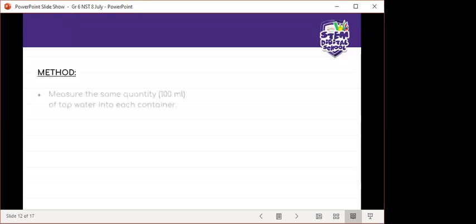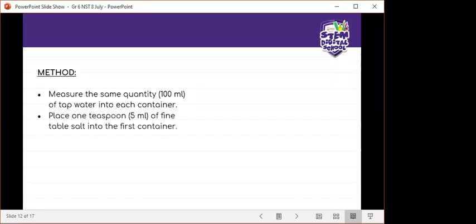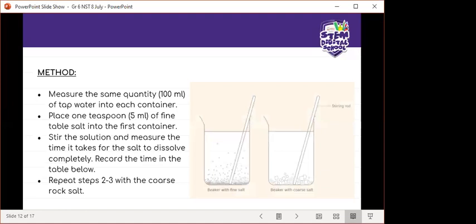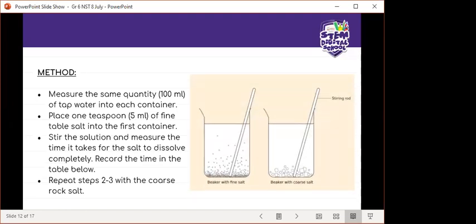Right, so this is our method. We are measuring the same quantity of 100 milliliters of tap water into each container. Remember, guys, we're only using two containers, right? Then we're going to place 1 teaspoon, this is 5 milliliters, of fine table salt into the first container. Then we stir the solution and measure the time it takes for the salt to dissolve completely, and record the time in a table. Then we repeat steps 2 to 3 with coarse rock salt. So this is just in short what we will have: your beaker with the fine salt, and the beaker with your coarse salt. We have our stirring rod, and as I said, guys, you can use a teaspoon or an ice cream stick to stir your solutions.